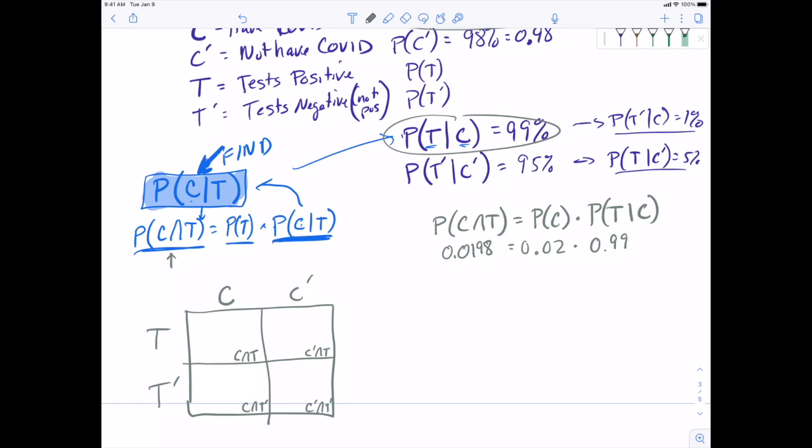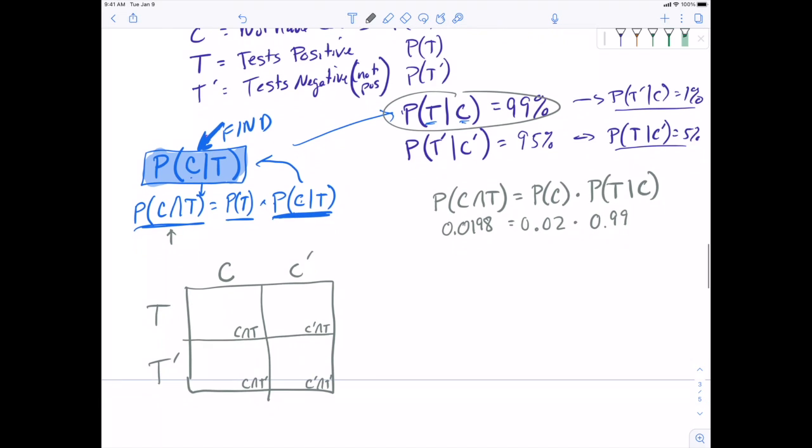Okay, and we know also that the total of these two boxes has to be 0.02 or 2%, because 2% of the people have COVID and 98% do not have COVID. So this sum has to be 0.98 or 98%. Well, we just figured out this top left box, and so we know that that's 0.0198.